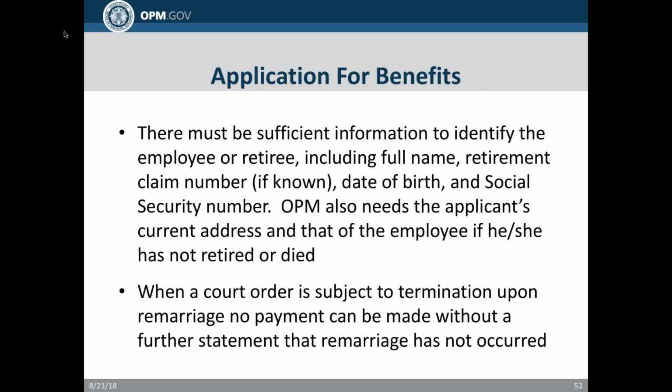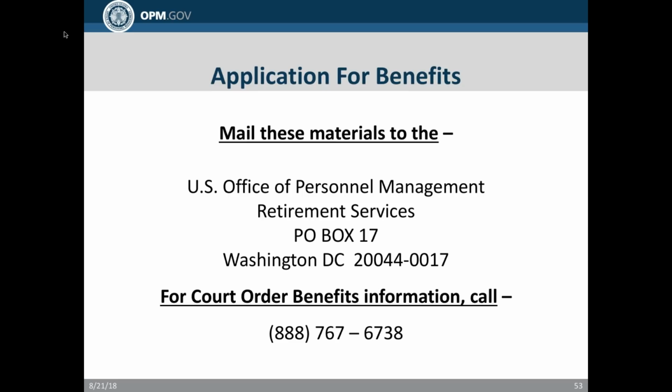Okay. There must be sufficient information to identify the employee or retiree, including the full name, as I stated earlier, the retirement claim number, if known, which is also called the CSA number, date of birth, and Social Security number. OPM also needs the applicant's current address and that of the employee if he or she has not retired or died. When a court order is subject to termination upon remarriage, no payment can be made without a further statement that remarriage has not occurred.